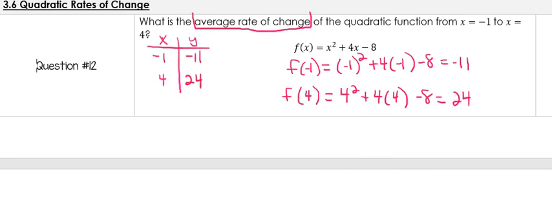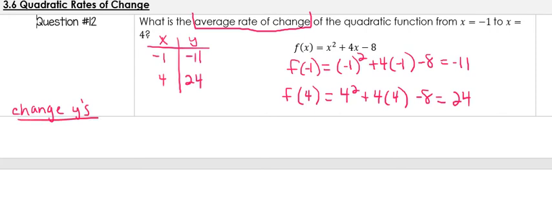Now I have both coordinates. Now I can find the average rate of change. If you'll remember, the rate of change is your change in y's over your change in x's. That just means that you're going to subtract your y's on top, and then you're going to subtract your x's on the bottom, and then you're going to divide.